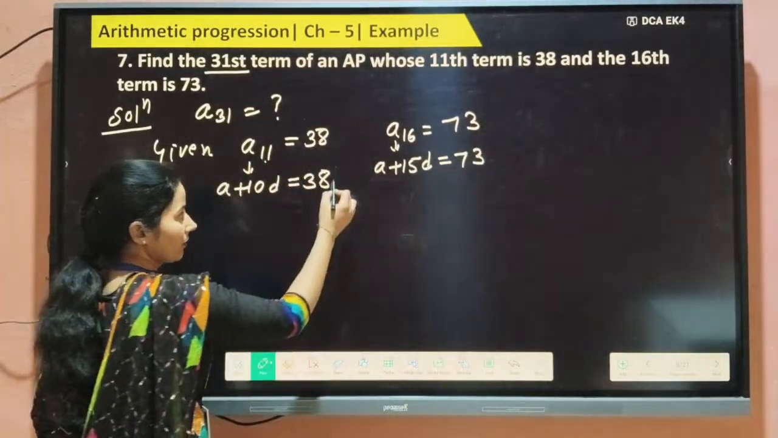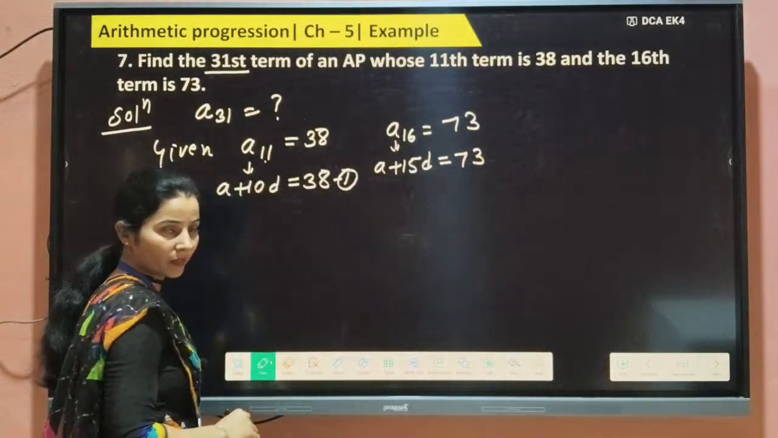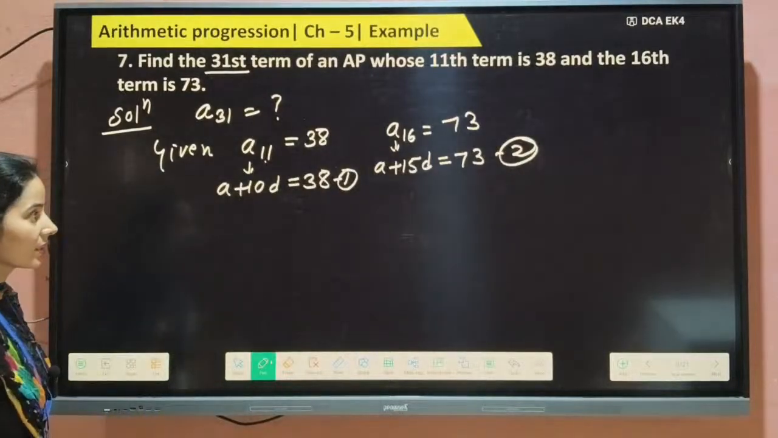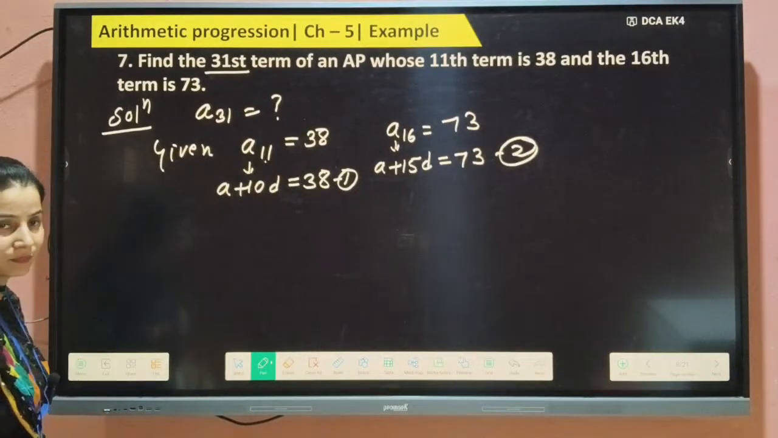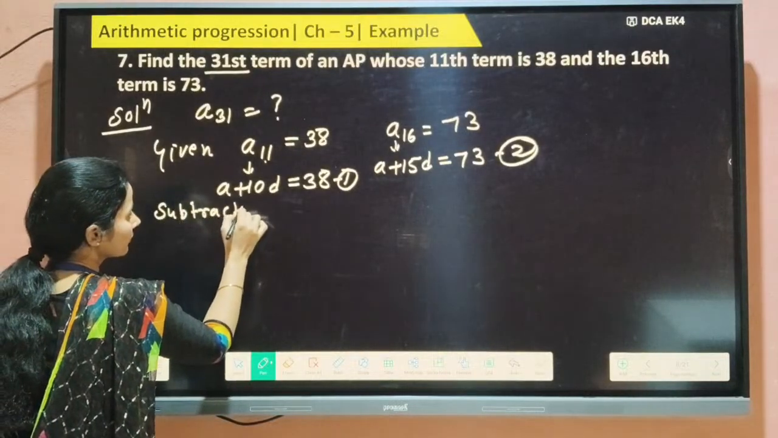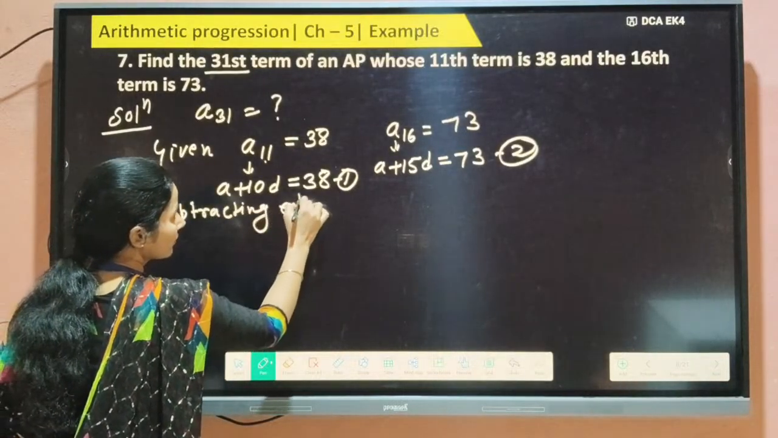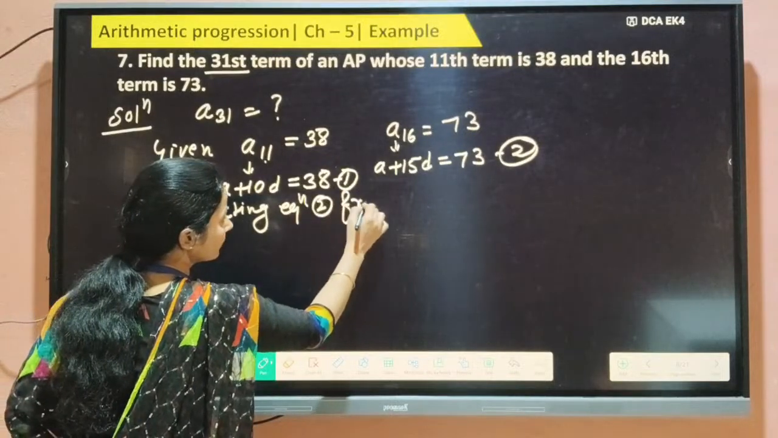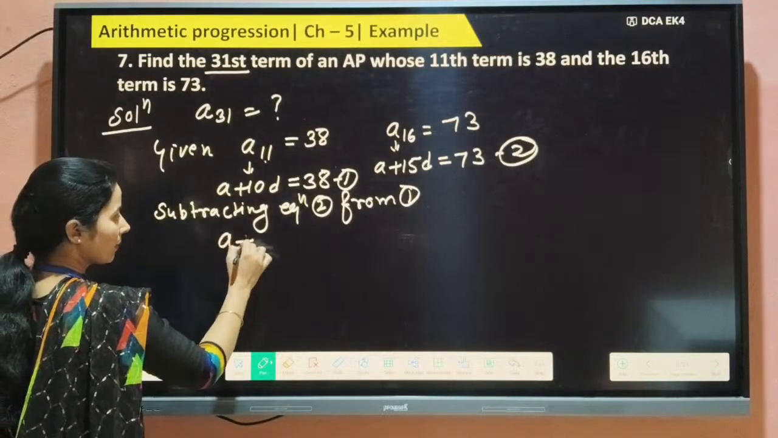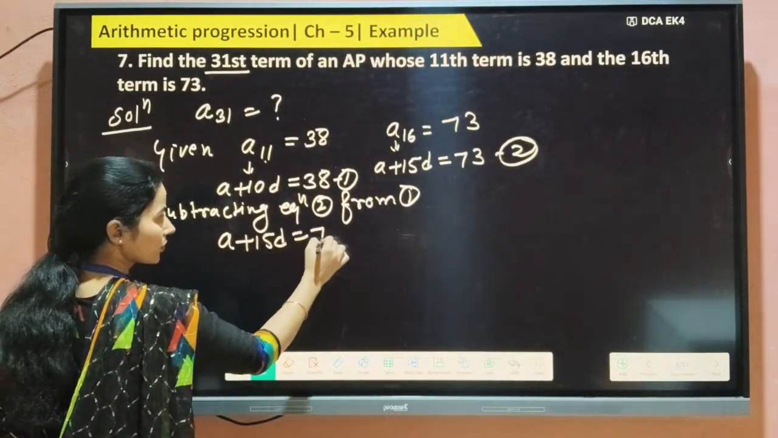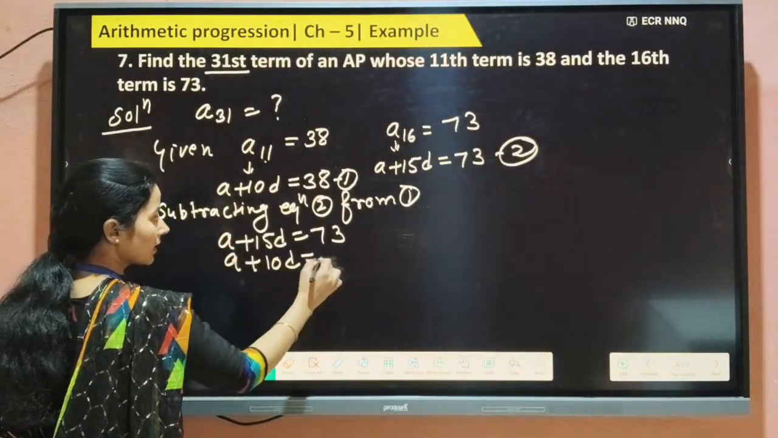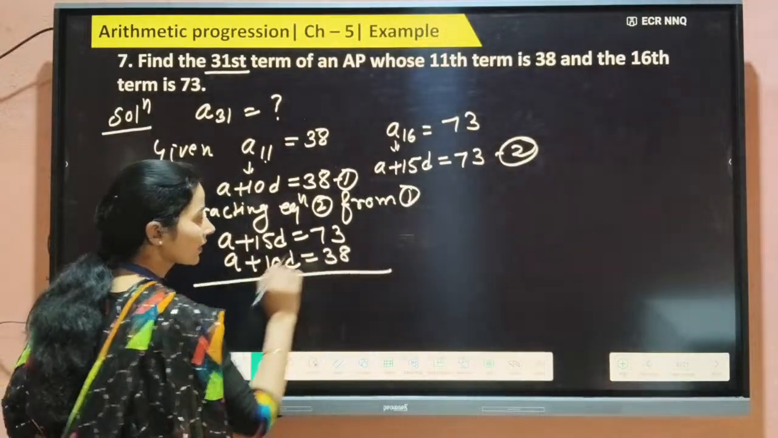Let us give names: say this is equation number 1, and this is equation number 2. From 1 and 2, we can subtract 1 from 2 or 2 from 1. Subtracting equation 2 from 1. So write down what is equation number 2: a plus 15d equals 73, and equation number 1 is a plus 10d equals 38.